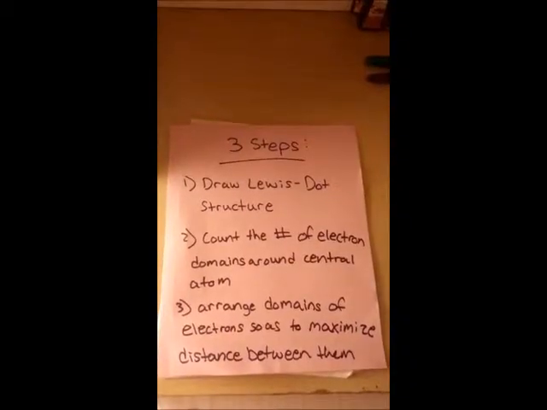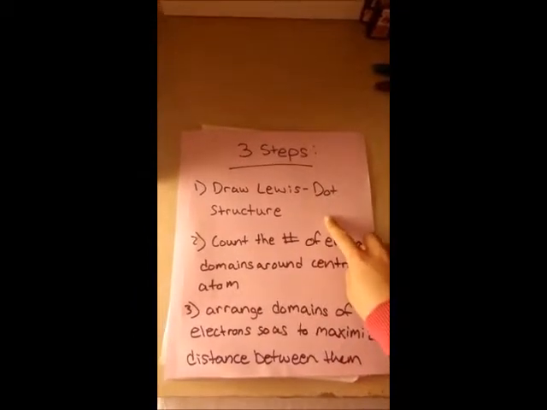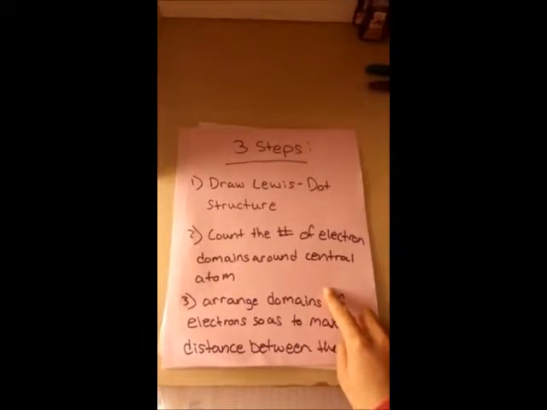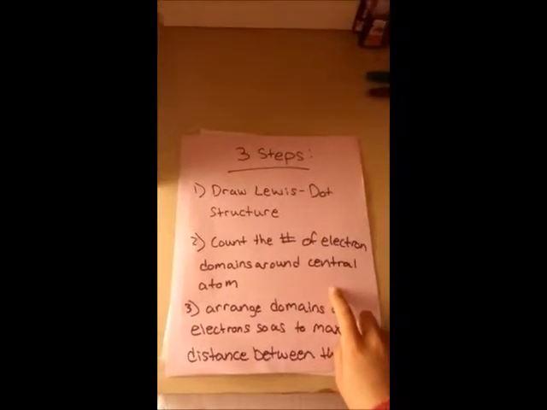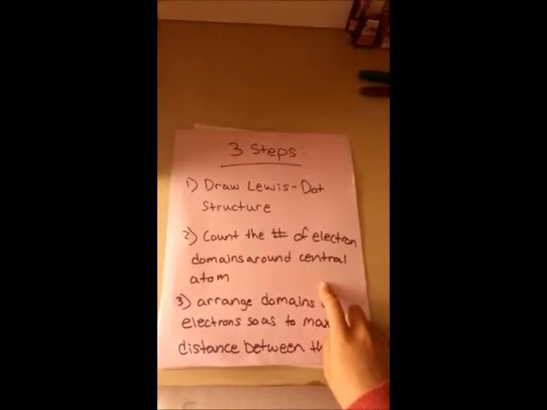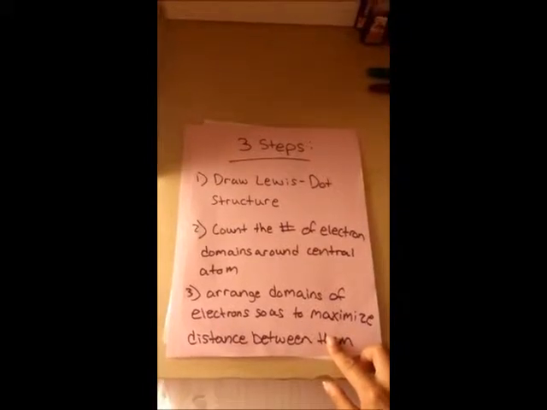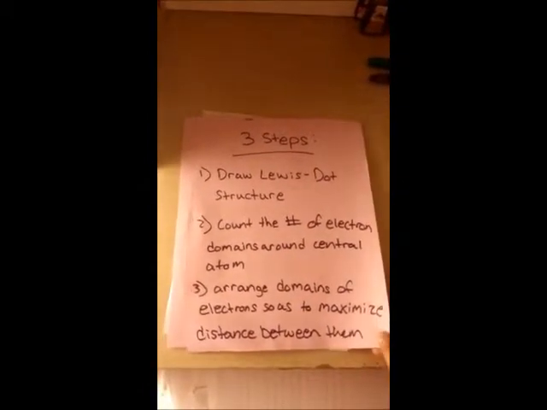So how does one predict the structure? You follow these 3 steps. Let's get started. Now, the first step in determining the geometry from a VSEPR model is to first draw the Lewis dot structure of the molecule, and then count the number of electron domains around the central atom. So this includes non-binding pairs, single bonds, double bonds, triple bonds, etc. And lastly, arrange the domains of the electrons so as to maximize the distance between them.